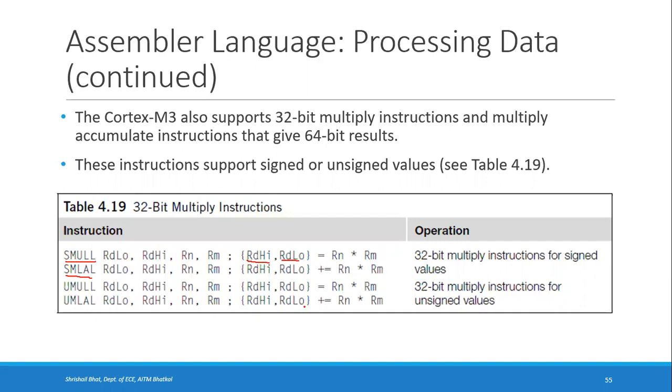So these are some of the arithmetic instructions in ARM Cortex M3. Apart from this, we have other data processing instructions also, like logical instructions, shift and rotate instructions, reverse and sign extension and other things. We will see them in the next classes.